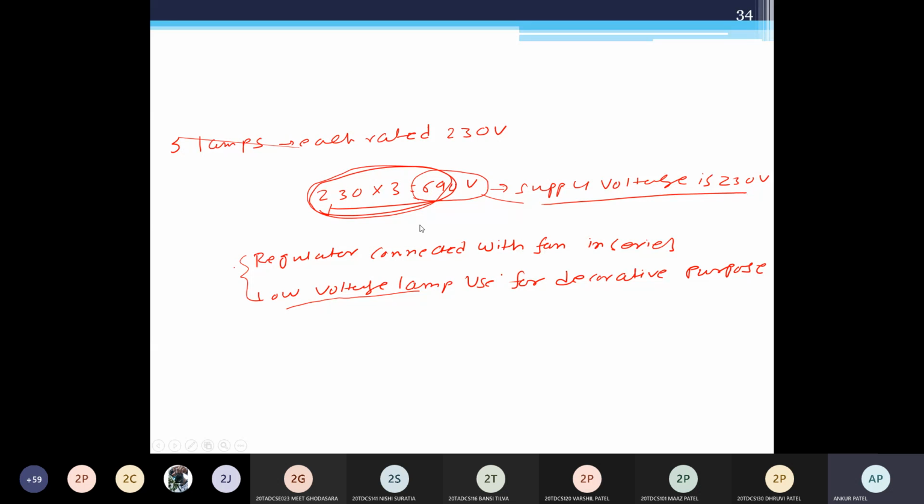Now practical parallel connection advantages. There are a number of advantages of parallel connections. So in parallel connection, what happens? The electrical appliances are rated for the same voltage.